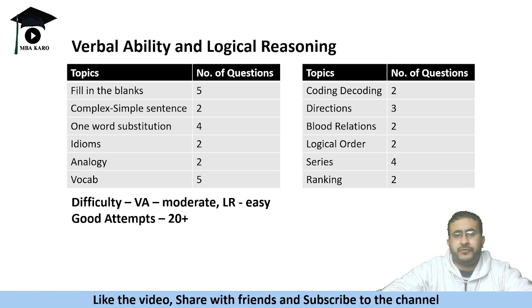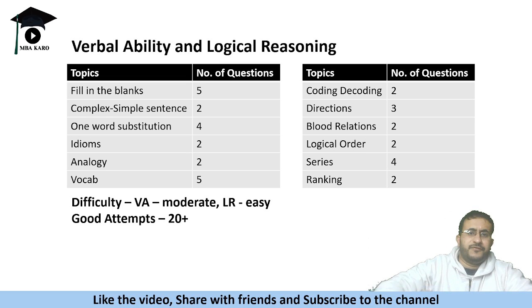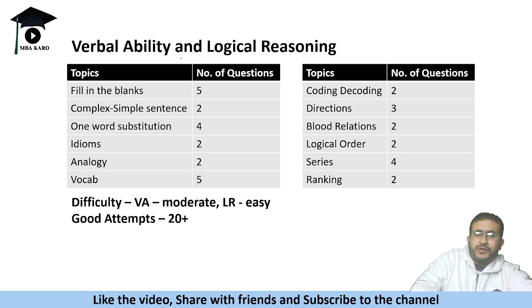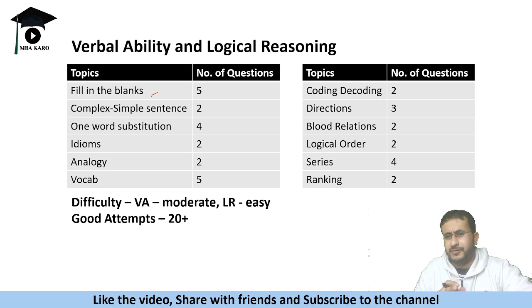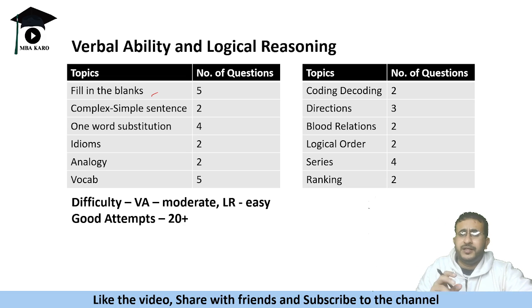Now let's talk about verbal ability and logical reasoning. Verbal ability was moderate, I would say moderate because of vocab based questions. Let's say the fill in the blanks, there were some difficult ones. Maybe in vocab, a few of you might have struggled in some of the questions. I won't say that it was difficult. Moderate depends on the kind of words that were given.